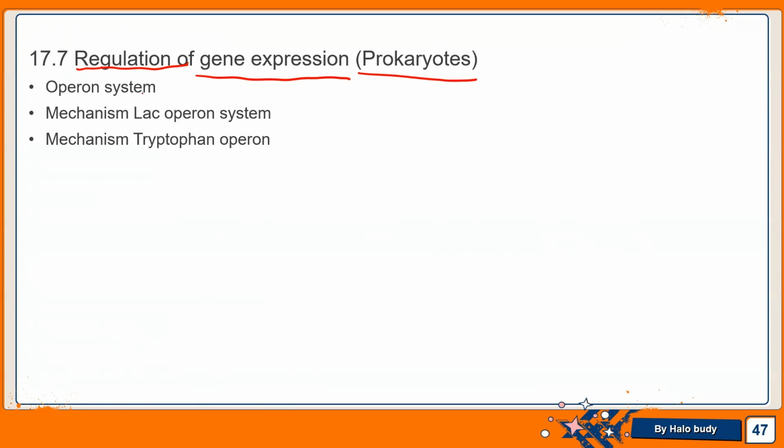Okay, so you must learn the operon system, and then the second and third are the mechanism of the lac operon system and the mechanism of the tryptophan operon. These two are operons, but there are differences. You have to know the mechanism of the lac operon and the tryptophan operon, and you have to know the main structure of the operon system. The lac operon and tryptophan operon also have different structures. You have to learn that.